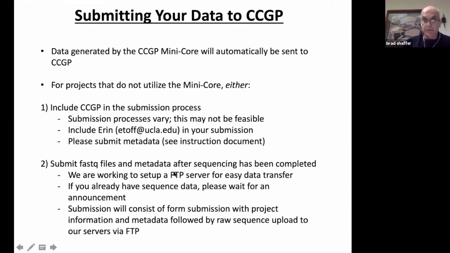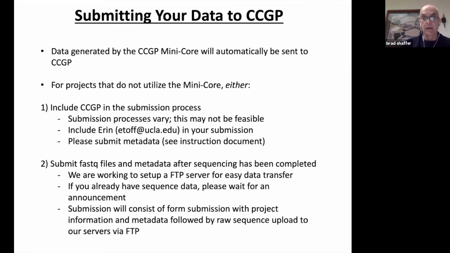That's simple and easy. For projects that don't utilize the mini core, and many projects are just fine and would like to do that work themselves, then there are a couple of different ways to go. The simplest by far is when you're done creating and pooling your libraries and getting them to your core, include the CCGP in the submission process.